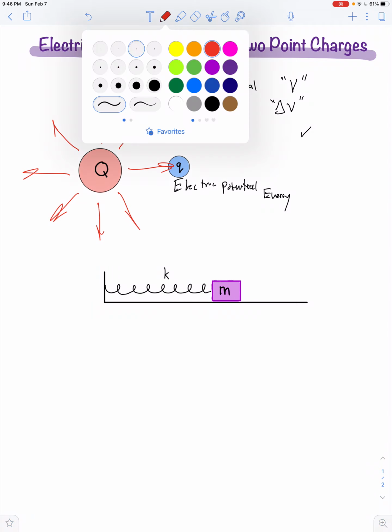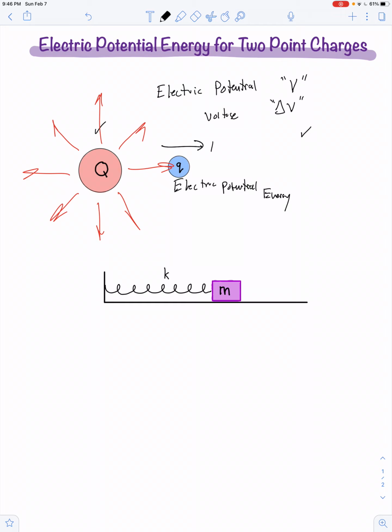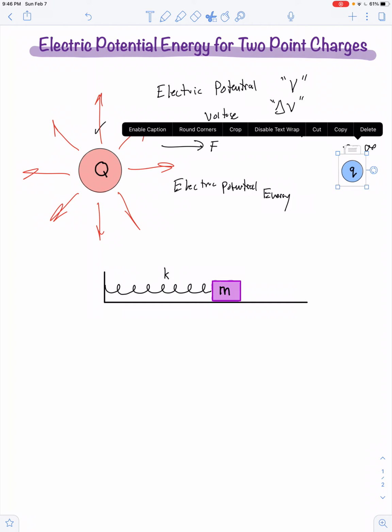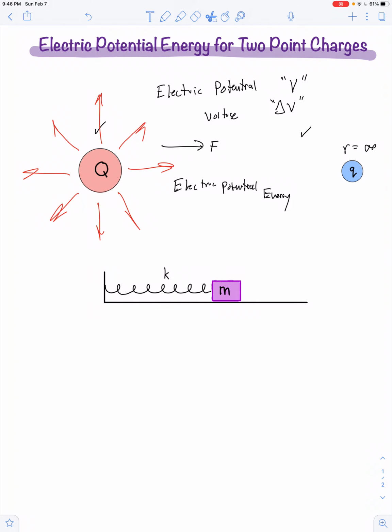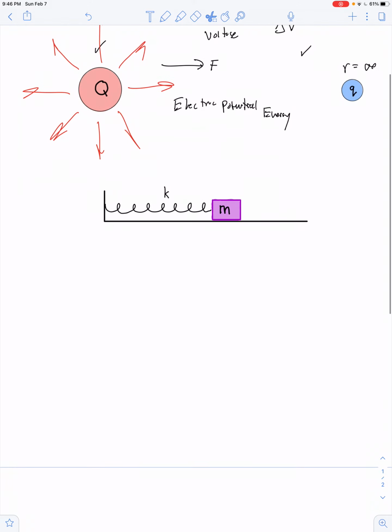The force that's exerted points in this direction, and so when released from rest, this charge wants to fly off to r equals infinity, and the closer it started, the faster it will be traveling by the time it gets to some position really far away. So this reminds me a little bit of a mass on a spring, right?